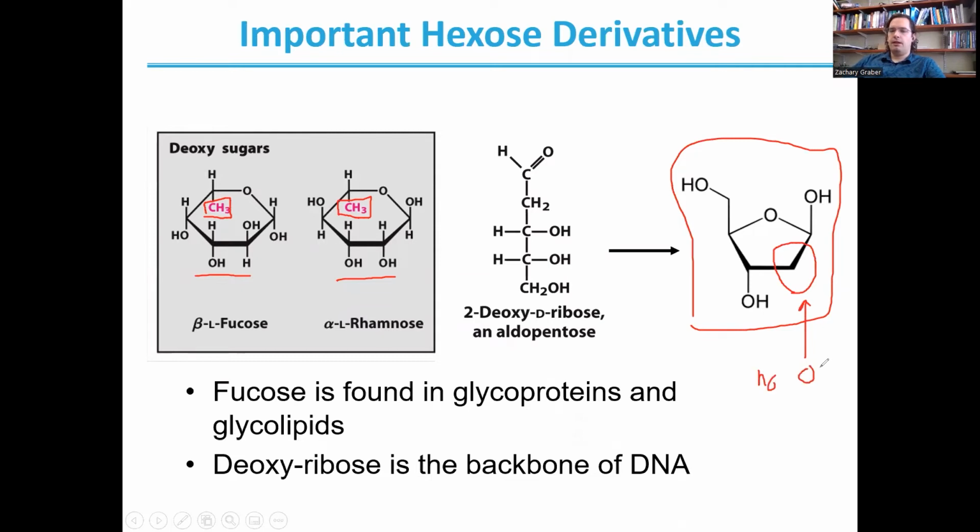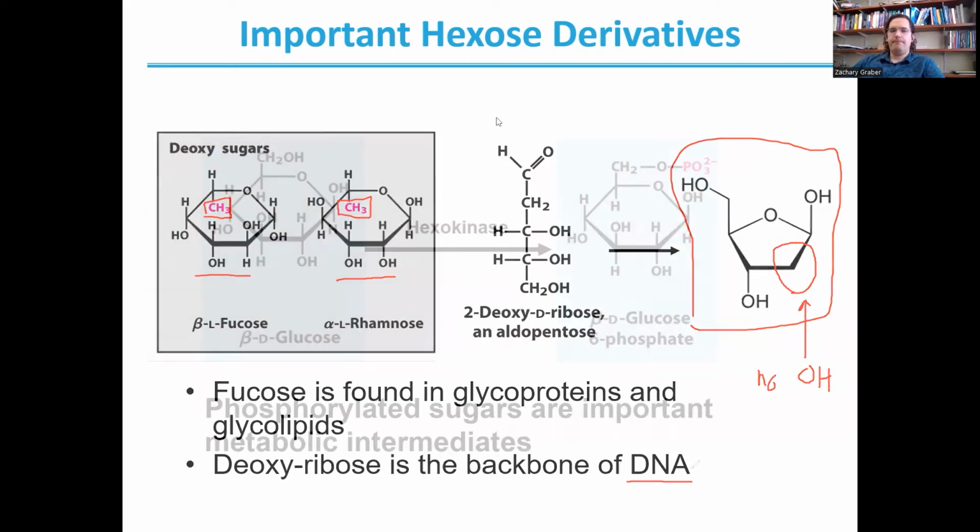So when we compare deoxyribose with our ribose, our deoxyribose tends to be less reactive, which then means that it's actually more stable compared to our ordinary ribose sugars. So of course, this is very helpful in DNA, where we want to have a very stable genetic code that will last for a long time.